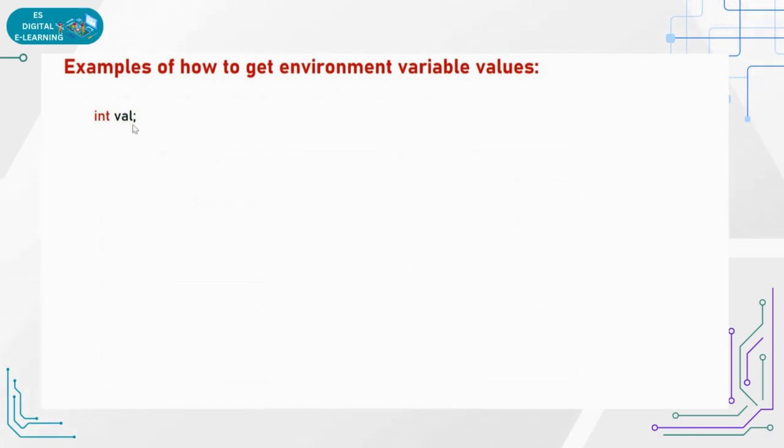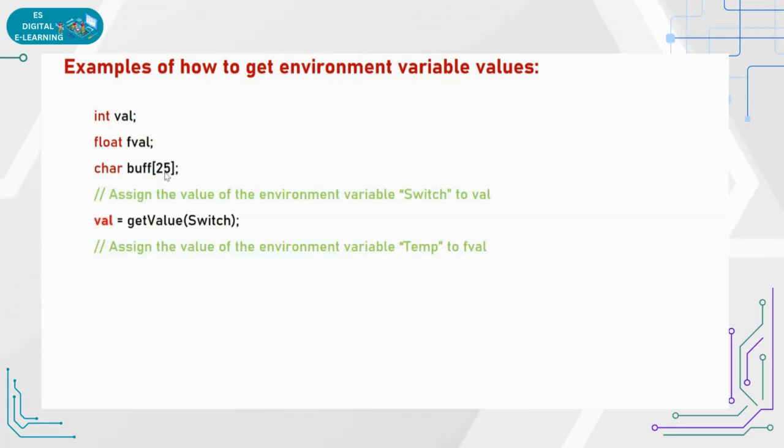So int value is my declaration, and float is the other declaration with its name, and for character we are declaring a buffer of 25 array. Now I need to read the value of the switch. So I use get value, bracket, switch, like this. Here it is reading the switch position, meaning whether it is a 0 or a 1. That value will be read and assigned to the value. Is it clear?